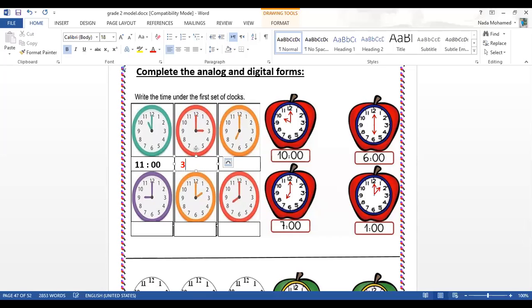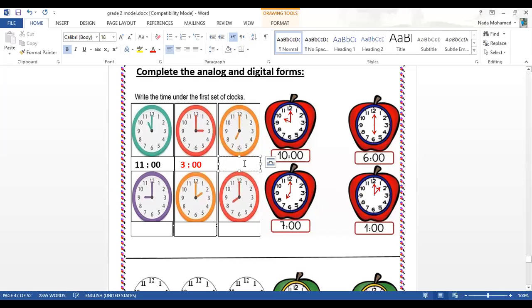The short hand is very simple. I will write the number as it is. So I will write 3. The long hand points to 12, but I'll not write 12. I'm having another invisible number, 0, 0, because it points to 12.